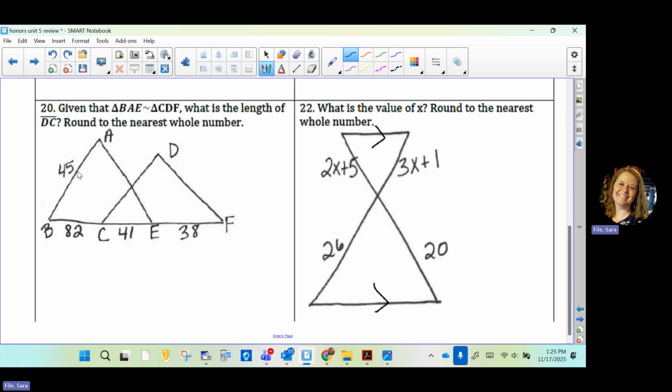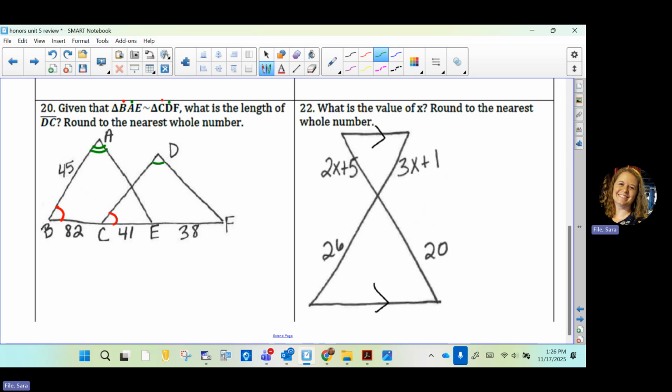All right, let's look at 20 and 22 then. In number 20, given triangle BAE is similar to triangle CDF, what is the length of DC round to the nearest whole number? Now, I think for some of you, it's helpful to mark the congruent angles because they tell us the order. B corresponds to C because those are the first ones. So B and C are congruent. Okay, A corresponds to D.